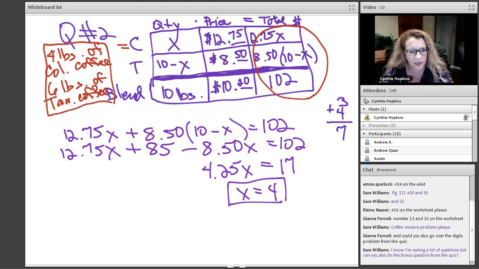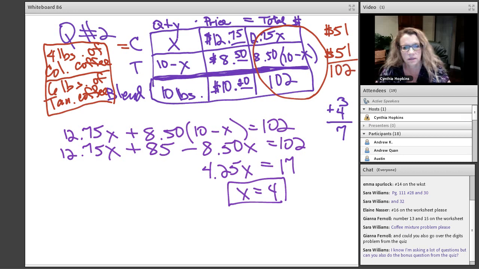Okay, now can I check this? Absolutely, and I'm not going to use my formula. I'm going to just think about the problem. If I have 4 pounds of coffee that costs $12.75 per pound, that would be $51. I'm just going to put my dollars over here in red to the right. If I have 6 pounds of coffee at $8.50 per pound, that would also be $51, and that adds up to $102, which is 10 times $10.20. So then I know that I'm correct. All right, there we go.